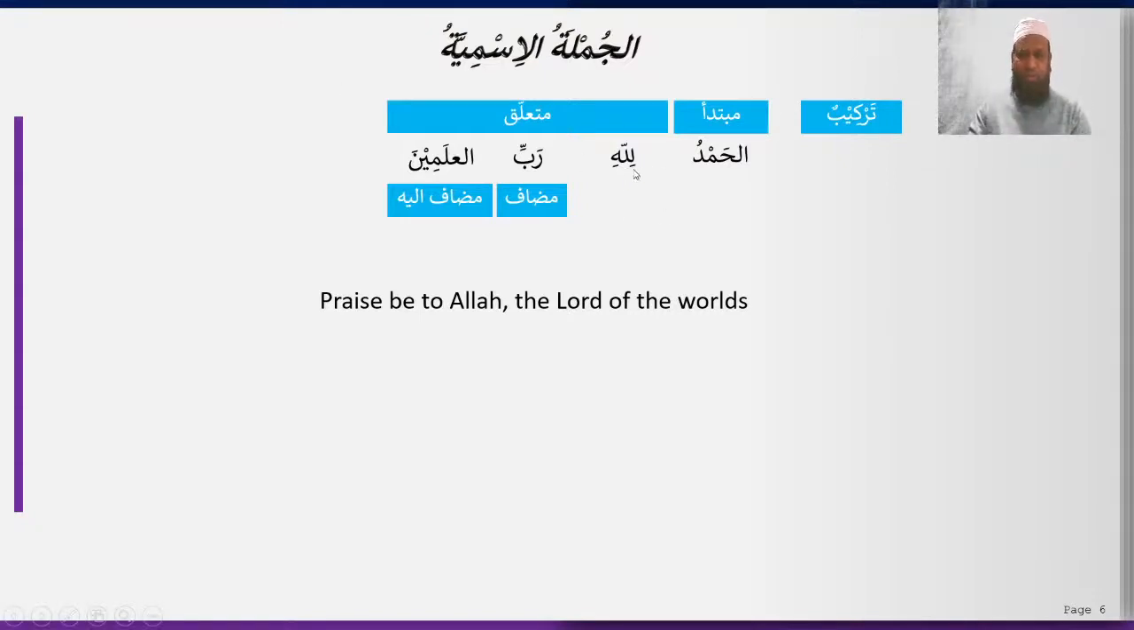Yes, we've learned badal and mubdal minhu. What is a badal? So Rabb is badal. Badal means it is the same, two words that are the same. So Allah is the Rabb. Okay? Allah is the Rabb. This is one way to do it.